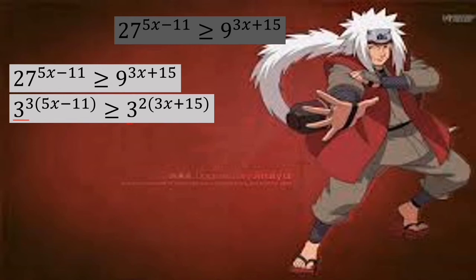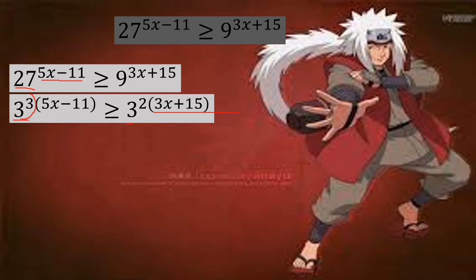So, itong 27 class, that is 3 raised to the power of 3. So, 3 raised to the power of 3 is 27. So, close and open, 5x minus 11. So, dito naman sa 9, 3 squared is 9. Then, 3 squared, the quantity of 3x plus 15. So, kinopya ko lang siya.